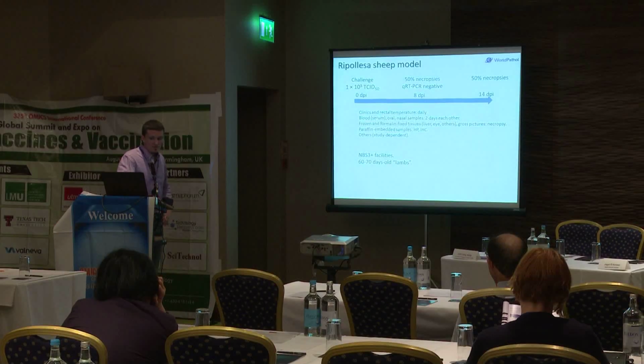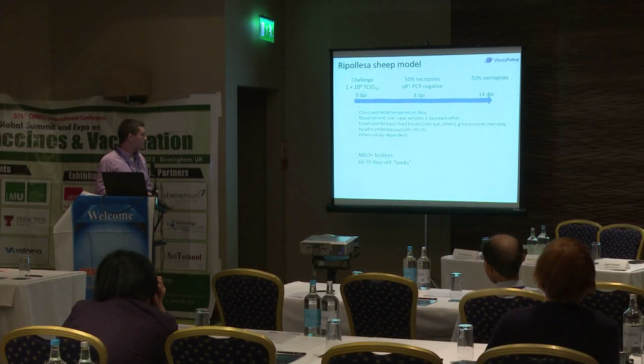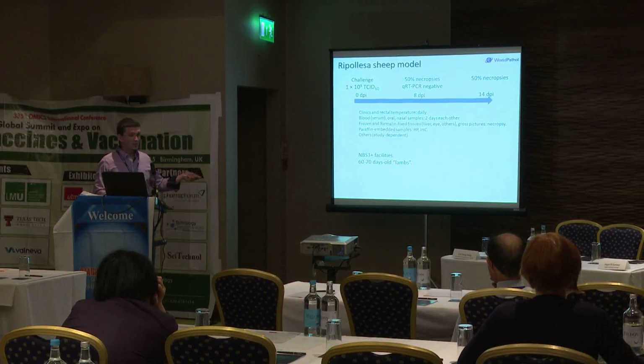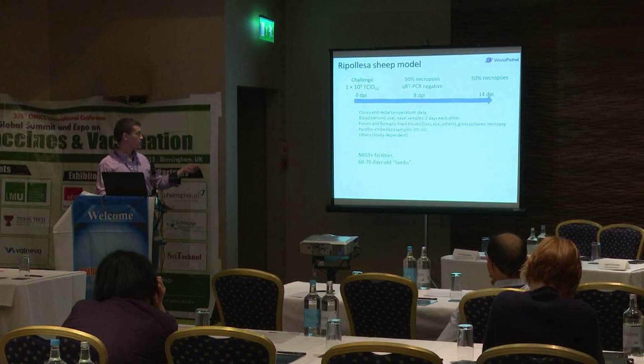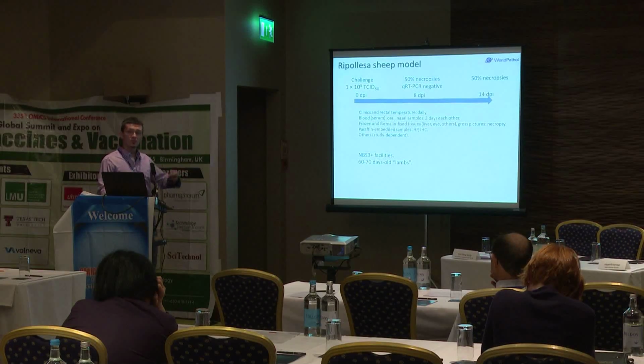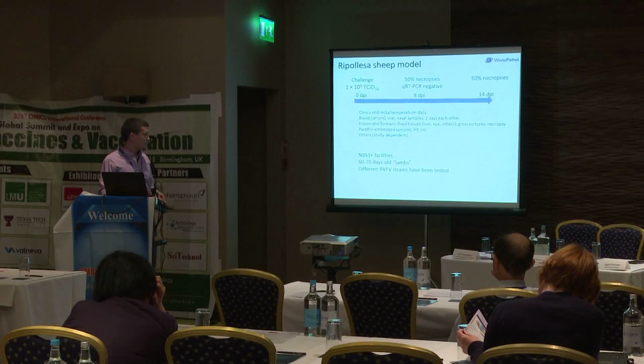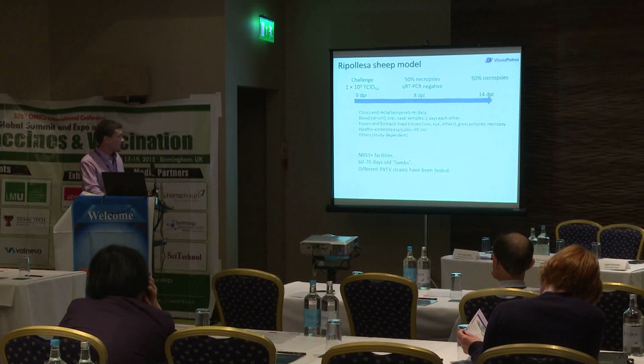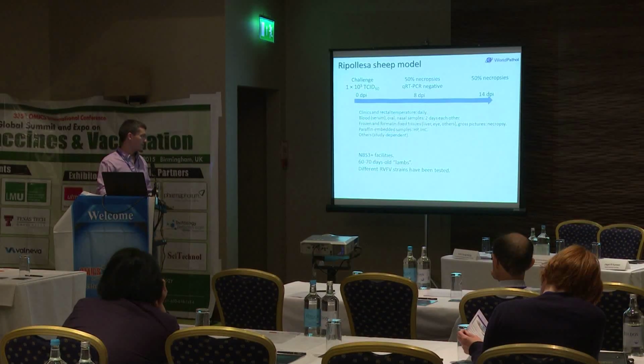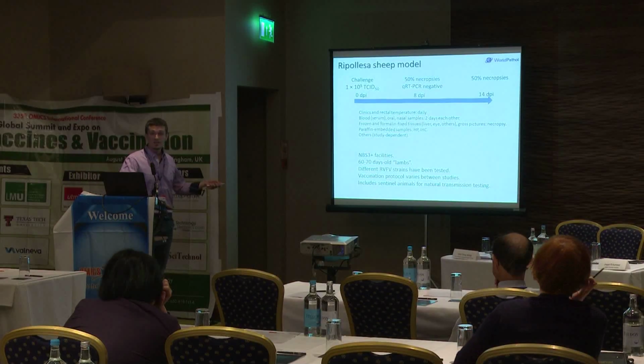But the main point is that we use 60 to 70 day old lambs. They are at the frontier between lamb and ewe, so they have a lot of hormonal changes. They are somewhat resistant, but not so resistant as to not develop all the syndromes that you can see. We have tested a lot of different strains of Rift Valley fever virus from Egypt, Kenya, and South Africa, and we have tested at least three vaccines with this test. We have included in all of our experiments sentinel animals for natural transmission testing, which is quite important in nature.